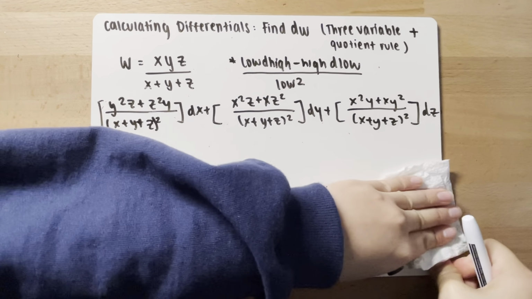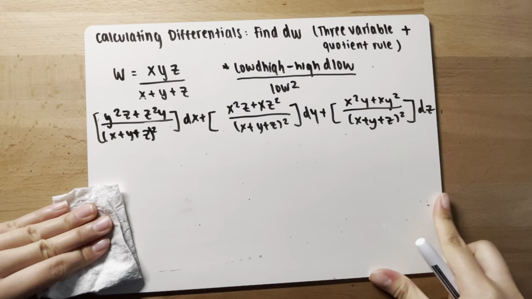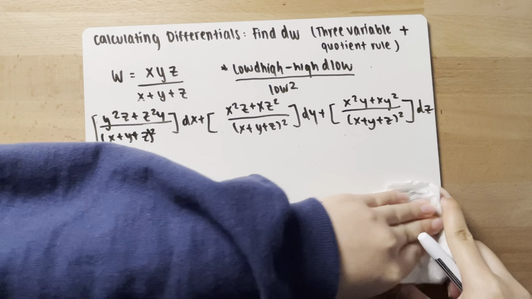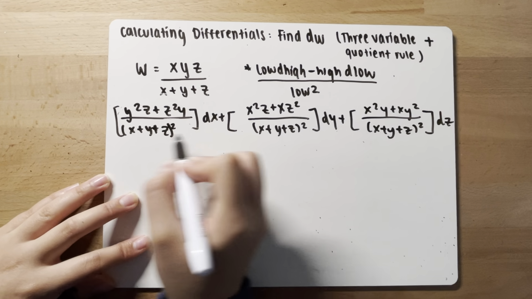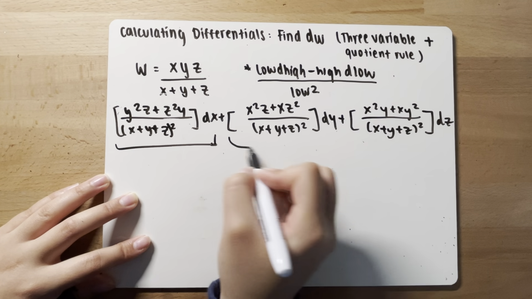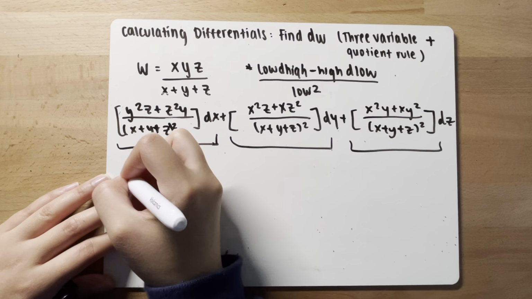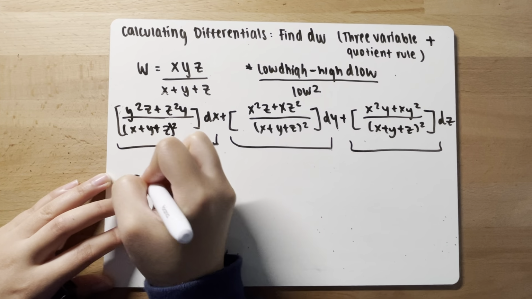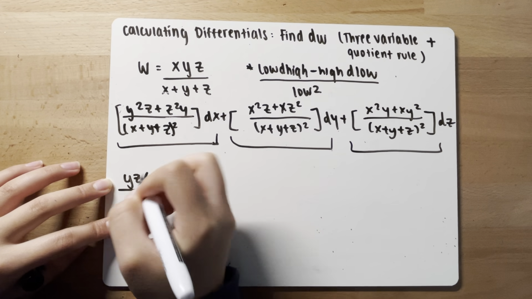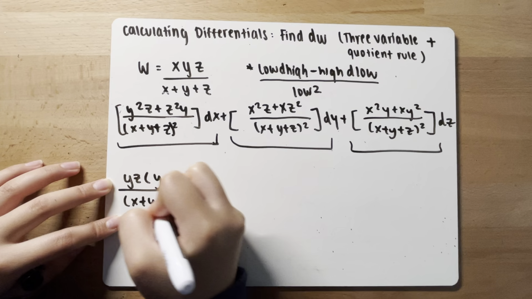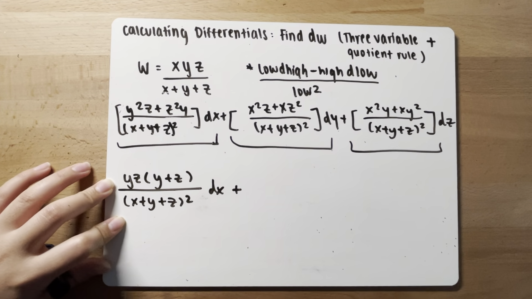And now we can factor out the variables to simplify each term. To simplify this, you factor out y and z, and you are left with y plus z over x plus y plus z squared dx, plus.